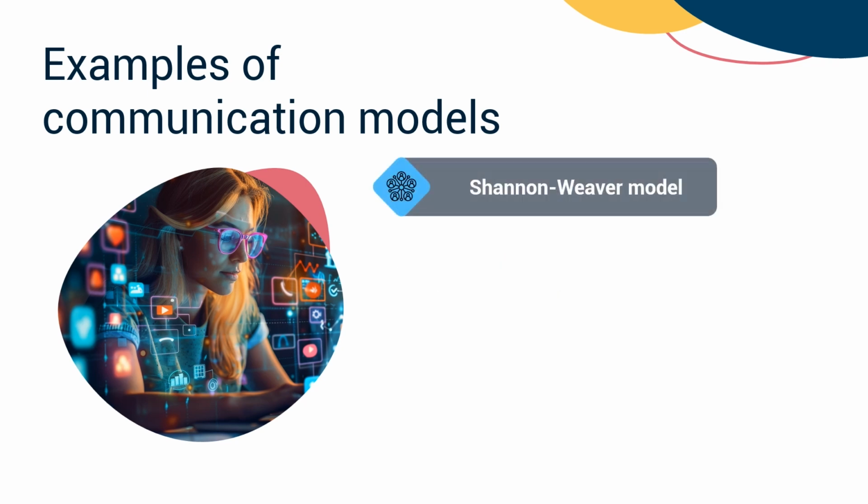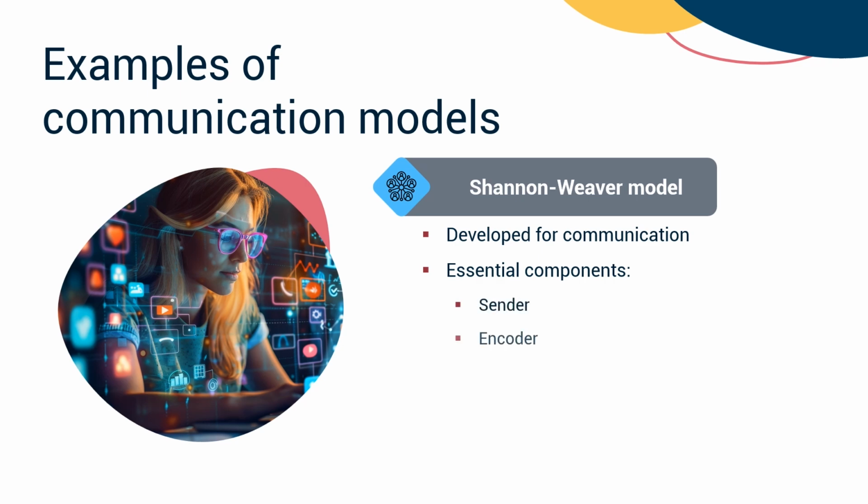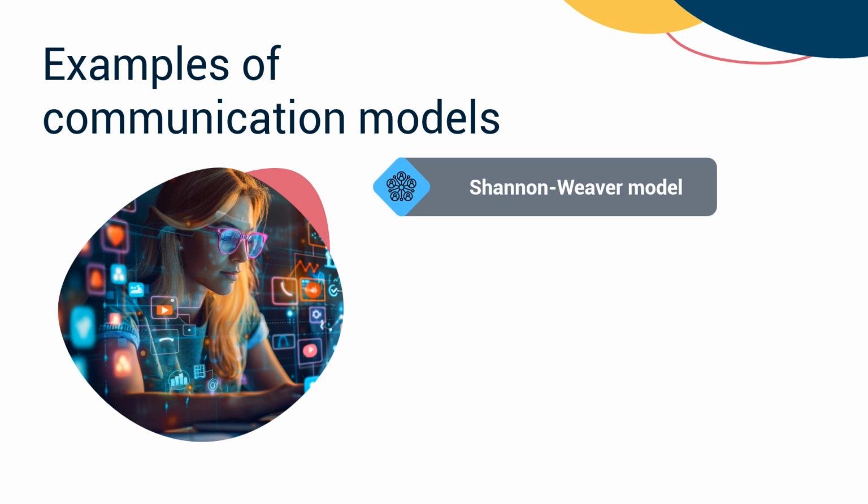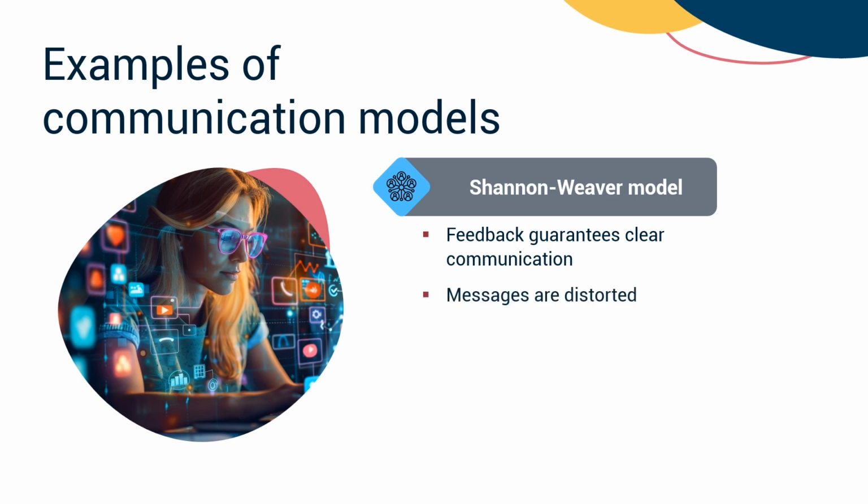The Shannon-Weaver model was developed primarily for telecommunications. This is one of the first linear communication models that broke communication into 6 essential components: sender, encoder, channel, decoder, receiver, and noise. Often associated with the children's game of telephone, it points out how feedback is required to guarantee clear communication. The model underlines the challenge of noise, often meaning that messages are distorted, so the message sent is rarely the message received. Its greatest weakness lies in its focus on the transmission of the message rather than ensuring clarity of the message itself.